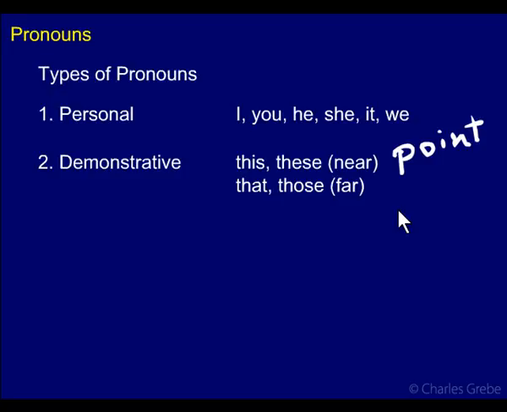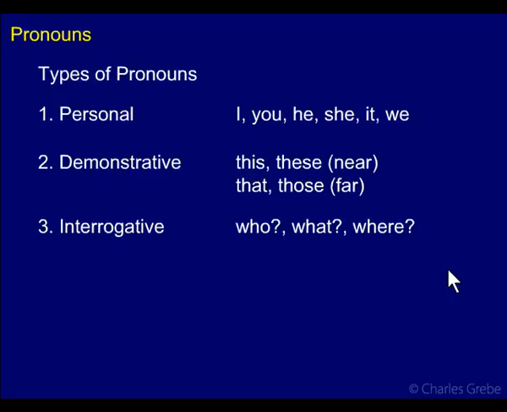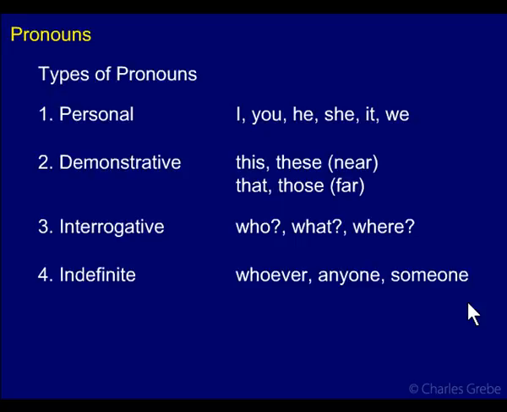Okay, personal pronouns, demonstrative pronouns. And then we have interrogative pronouns. These are pronouns that ask questions, that introduce a question, like who or what or where. And we have indefinite pronouns. These don't point to anything specific, a specific person or thing. Unlike personal pronouns, they point out a specific person. Demonstratives point out something specific. Indefinite leaves it open. So whoever, anyone, someone, those are indefinite pronouns.